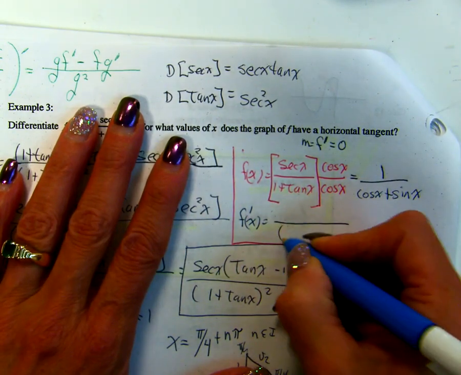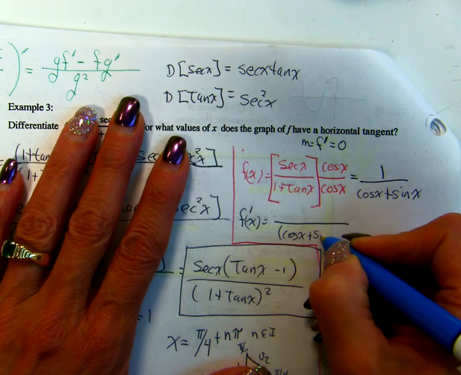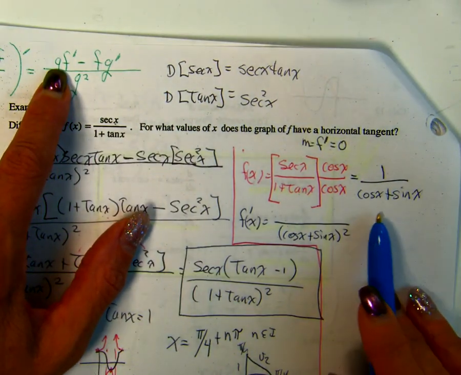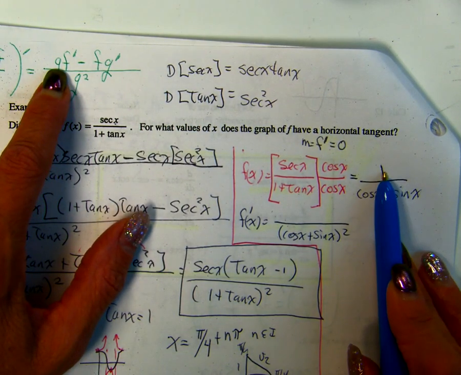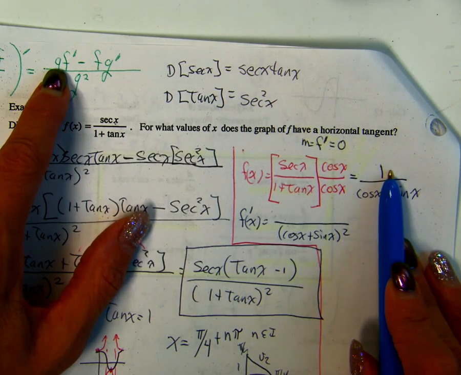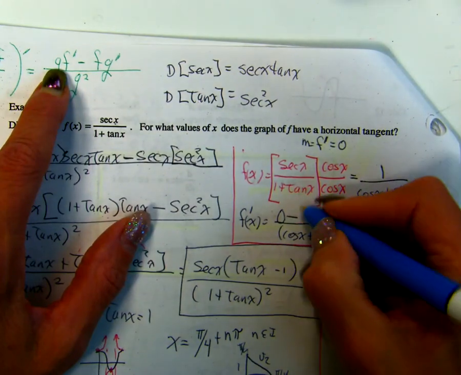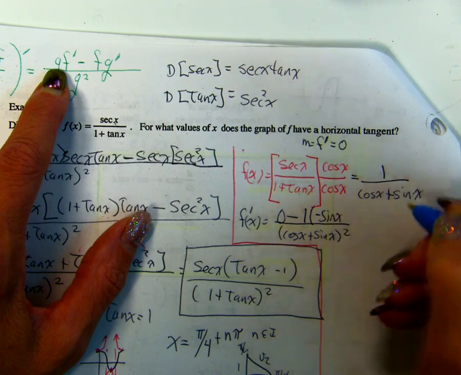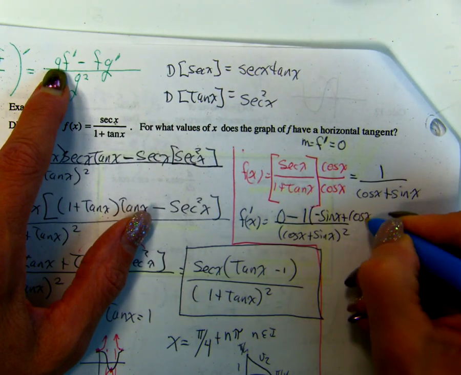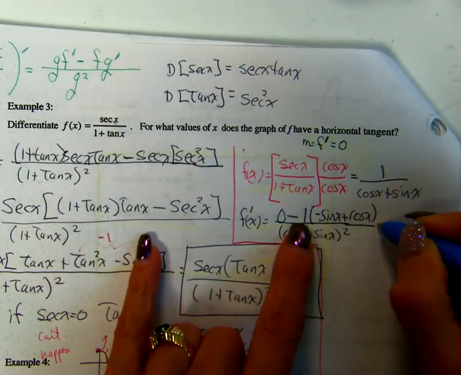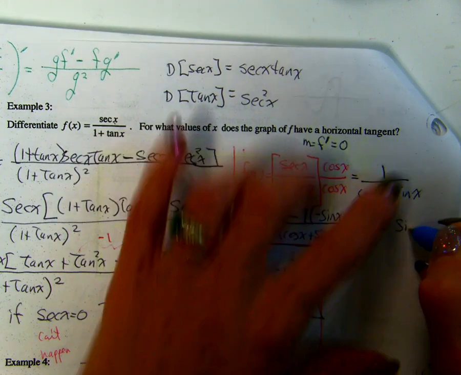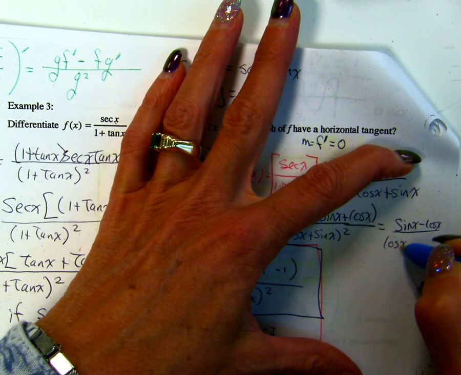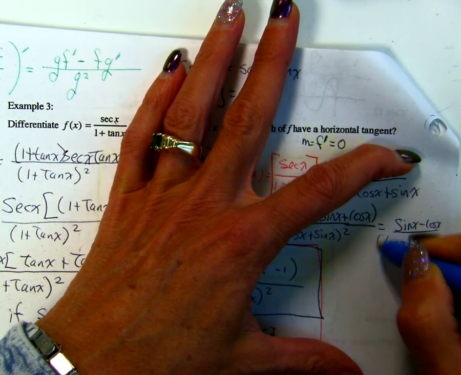Well, we would have denominator squared, cos x plus sine x, all squared. And how does this quotient rule work? Well, it's the bottom times the derivative of the top. What's the derivative of the top? 0. Minus the top times the derivative of the bottom. The derivative of cos, negative sine, plus the derivative of sine, which is cos. So I would get, distributing that negative through, sine x minus cos x over cos x plus sine x, all squared.